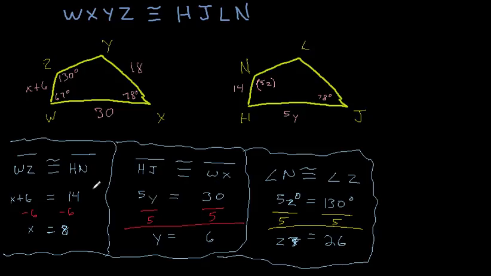Well, now one final thing I might want to do is actually check the information. So x equals 8, well, if line segment ZW corresponds with the line segment NH, 8 plus 6 should equal 14, does it? Yes, absolutely. This value checks, and y equals 6. So for value 5y here, 6 times 5 should equal 30, and it does. And finally, z being 26, so 26 times 5 should equal 130. Absolutely does. So the values check out.